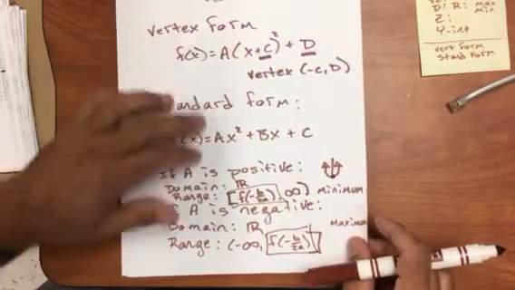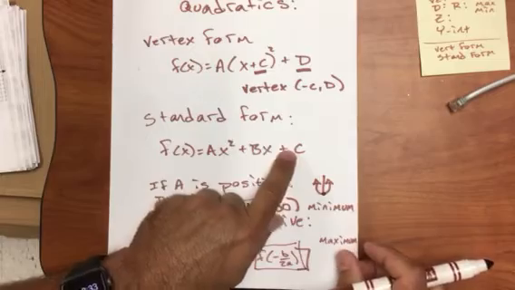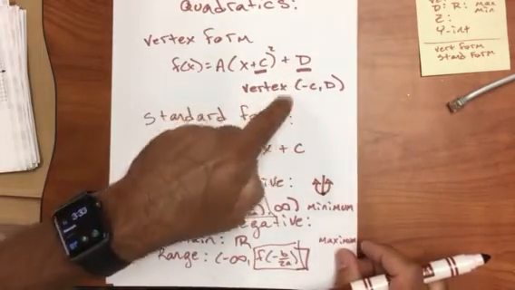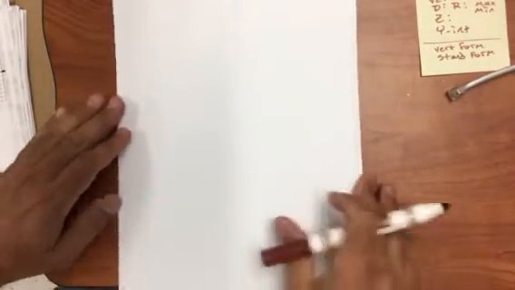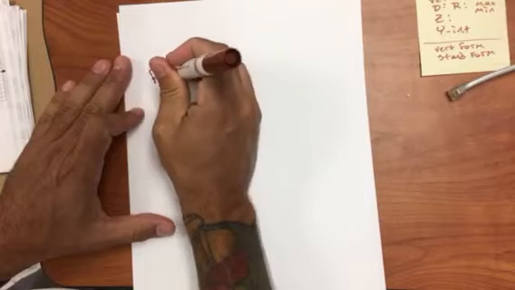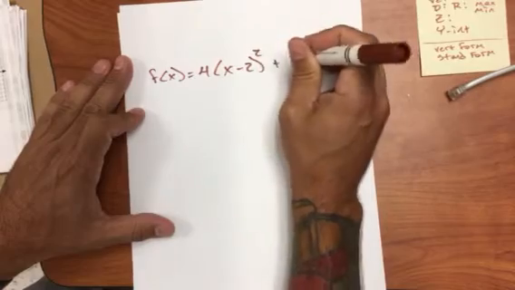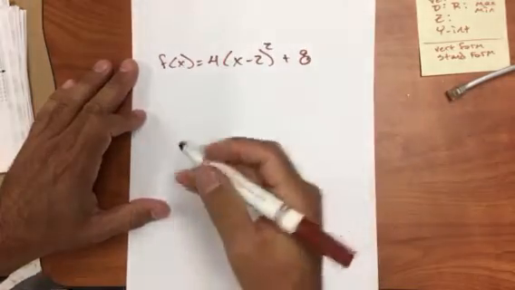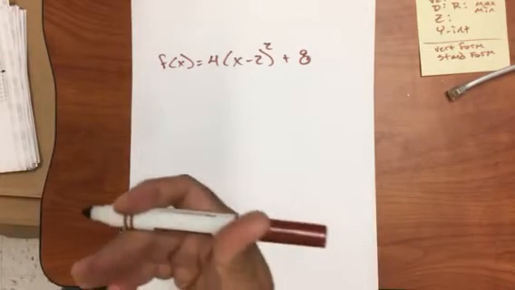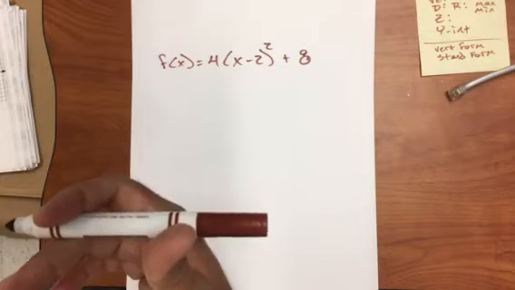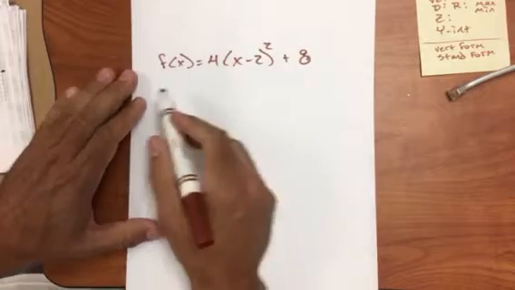Zeros on either one of these are fairly easy to find. For this one we would use the quadratic formula, and for this one we would just set it equal to zero and solve. So I'm going to do a couple of examples, and I'm also going to have you find the y-intercept. So if it tells me this in vertex form, and it wants me to find domain, range, zeros, if it's a maximum or minimum, and what the y-intercept is, I'm going to find all of that stuff.